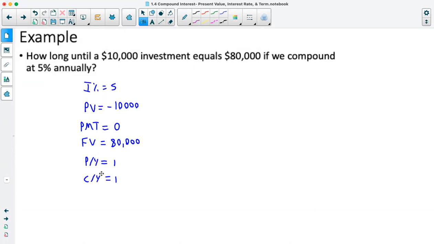We'll then exit that window, open up the program again, and select the TVM underscore N, and that should give us 42.6. So we'll round that up, and that gives us 43 years.